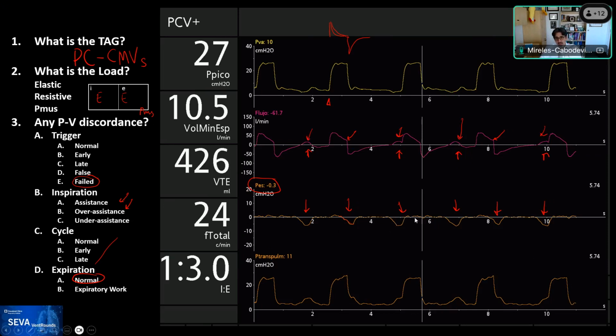Again, I will also point out that the oscillations, at least on the esophageal pressure tracing, are not gorgeous.